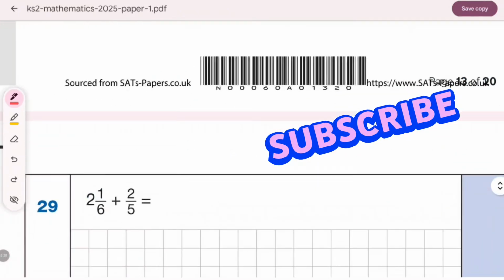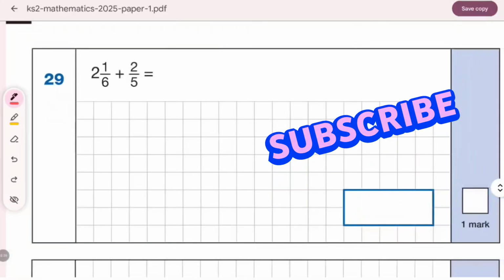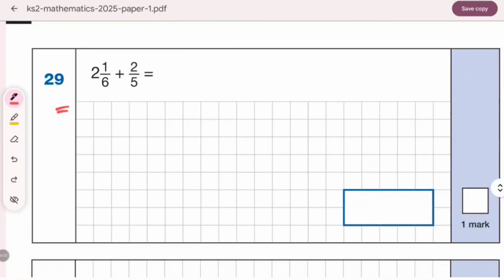Now in question number 29 again we have fractions. So when we change into improper we will get 13 by 6 plus 2 by 5. One more thing: we don't have the same denominator here, so we have to make it the same denominator. So for this we have to multiply both numerator and denominator by 5 in the first fraction.